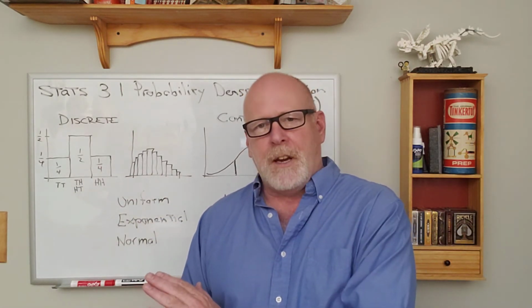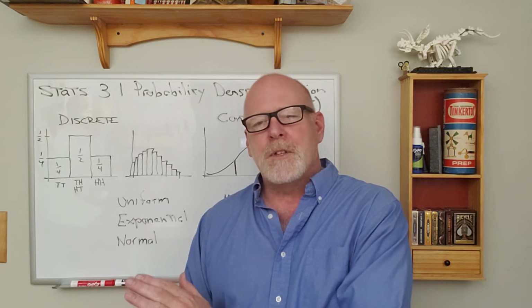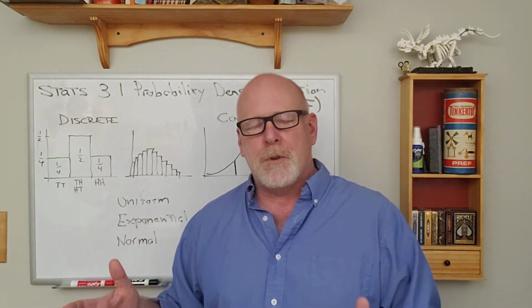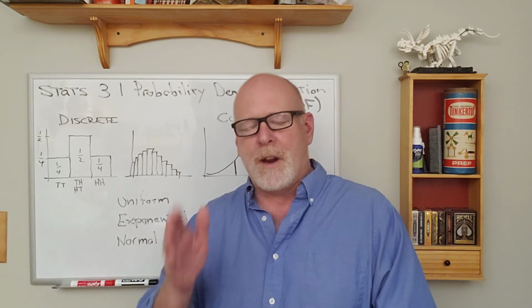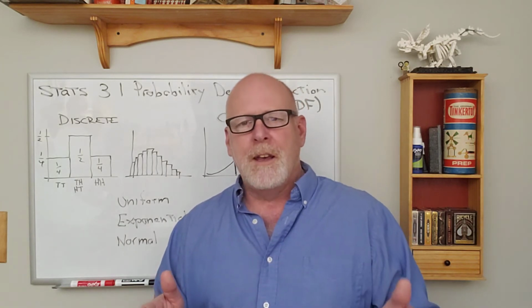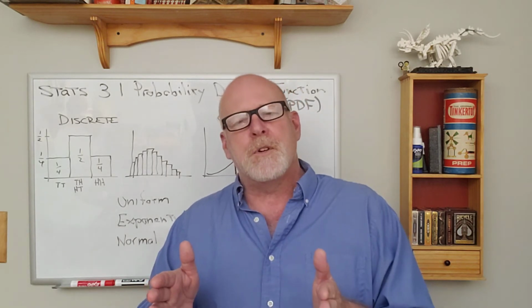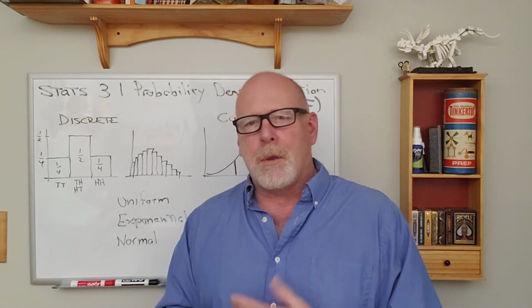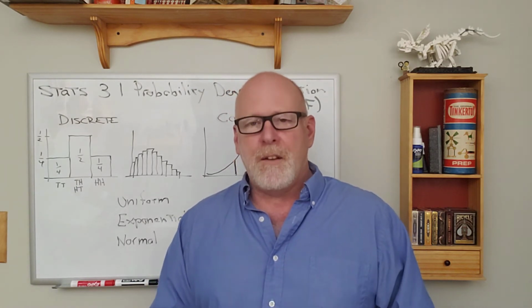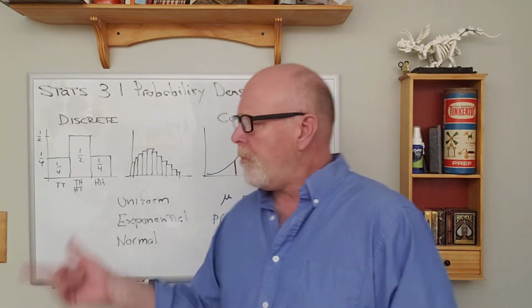Now that's for discrete, right? We only get 3 possible outcomes. But remember, with continuous, we have to account for all the variables in between. You don't go right from 1 to 2 or 2 to 3. You have to go through all of those numbers in between, which means there's not just going to be 3 possibilities. There's going to be an infinite number of possibilities.